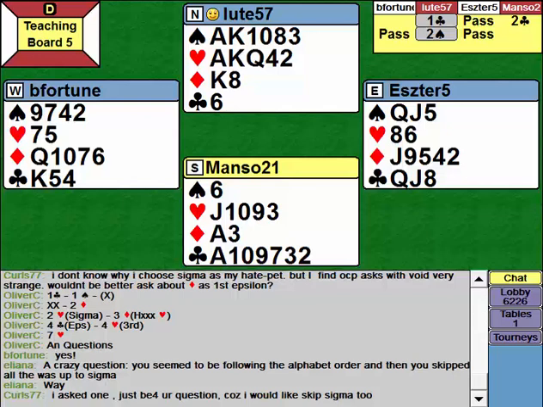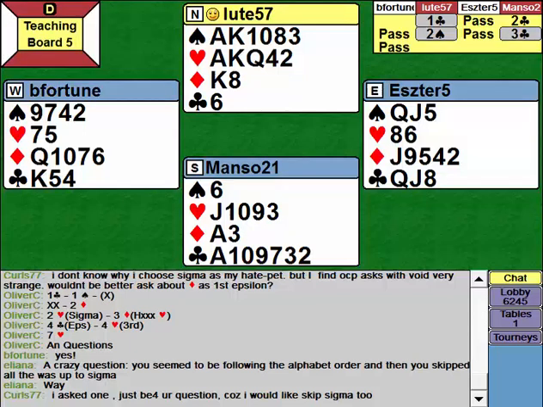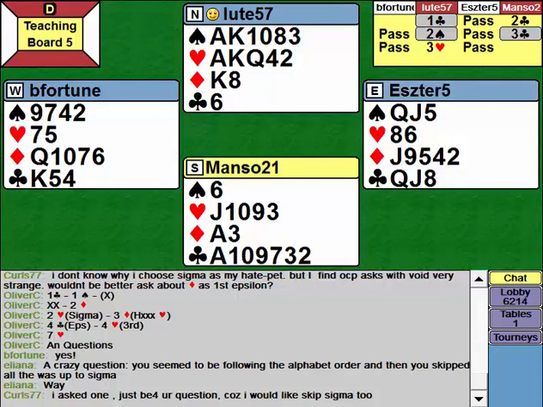Okay, so two spades alpha. Okay, so no support for spades, but four or more controls, which is good news for North, in one respect, anyway. So now we have a repeat alpha in a different suit, which is always Iota, because it's a different suit.